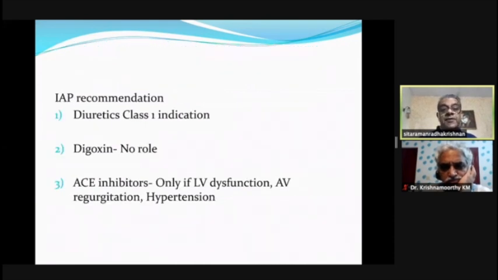In our own IAP recommendation, we have provided diuretics as a class 1 indication. Remember that again, these are for large ventricular septal defect, not for small VSDs, sometimes for moderate ventricular septal defect. Digoxin, no role. ACE inhibitor, only if LV dysfunction, which I mentioned right in the beginning, you don't see them in the pediatric population. AV regurgitation, if it is associated, and hypertension, which is again rare in the type of population that we see or evaluate for VSD.